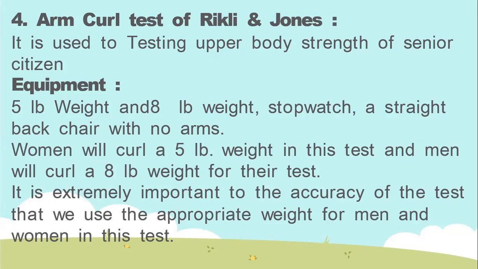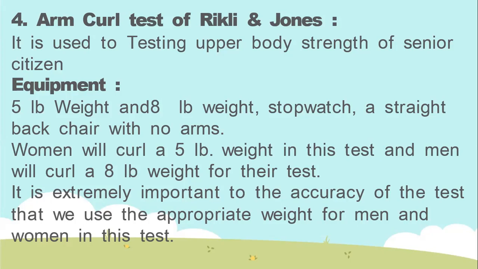So basically, it is used for testing the upper body strength of senior citizens. Okay, and these are the equipment which are required: a 5-pound weight and an 8-pound weight, a stopwatch, and a straight back chair with no arms. Women will curl a 5-pound weight in this test, and men will curl an 8-pound weight.